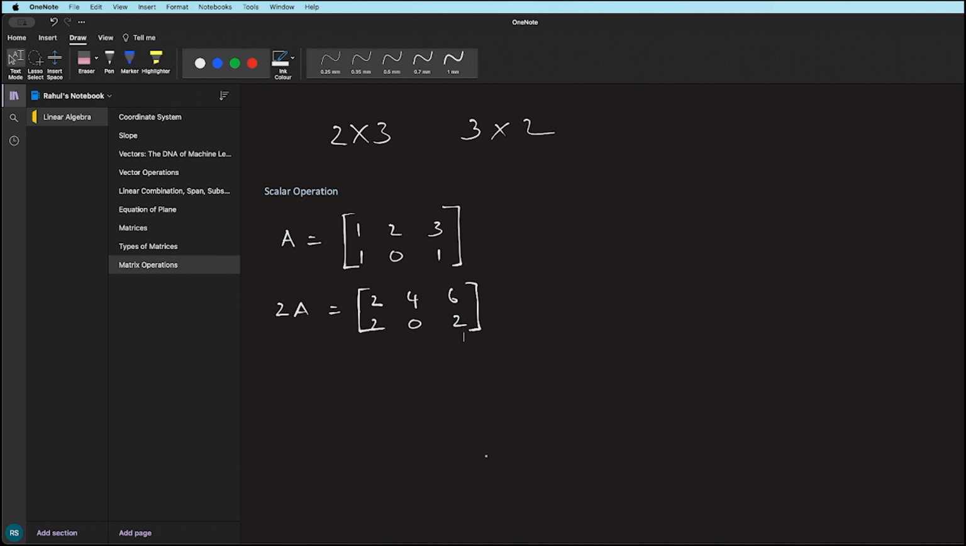Similarly, if I want to divide by 2, we cannot do matrix division, but I can multiply this matrix by 1 by 2. If I multiply this matrix, 2, 4, 6, 2, 0, 2, by 1 by 2, it will be back to the original matrix, that is 1, 2, 3, 1, 0, 1.